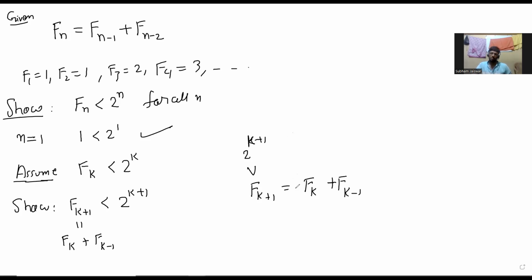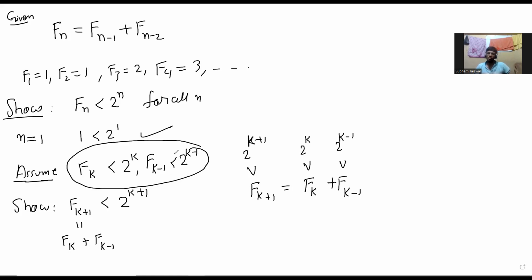So what do you think we should assume? We already know that this is less than 2 to the k. The natural thing to do is to also assume that this is less than 2 to the k minus 1. I mean, this seems to be the only natural way, right? The most natural way is to just make this assumption, and we can make this assumption. As we have discussed, here it seems to be a necessity, right? You cannot just assume one step back, but two steps back, and it all makes sense. There's a two-step recurrence and so on. So we should assume two things.